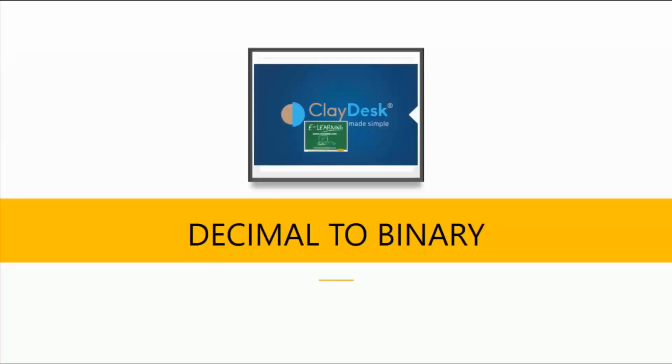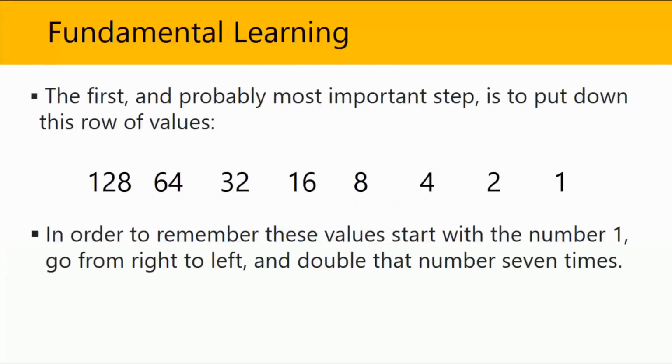So we're going to see how you can convert a decimal number to a binary number. I'm going to demonstrate step by step in depth so you can have a solid understanding of how to convert any decimal number to a binary version of it. Let's look at the first main thing that you need to remember when converting any decimal number to a binary number. The first and probably the most important step is to put down this row of values.